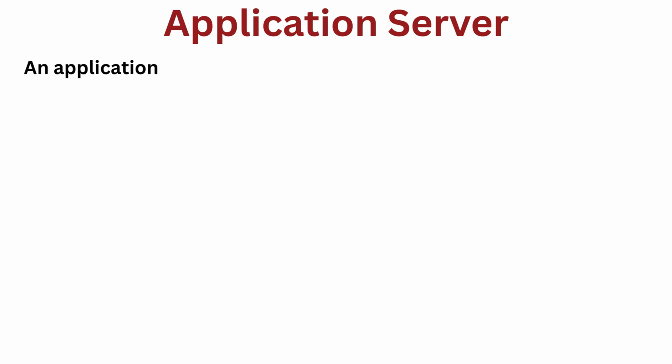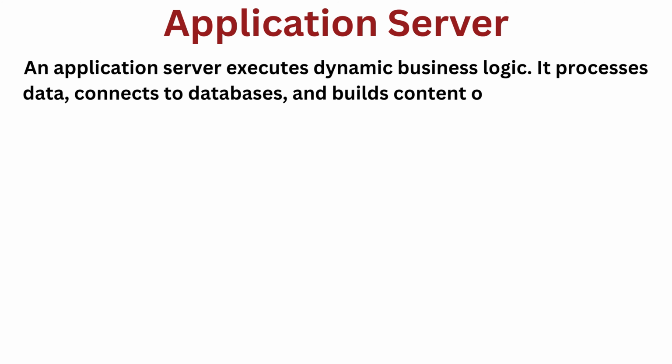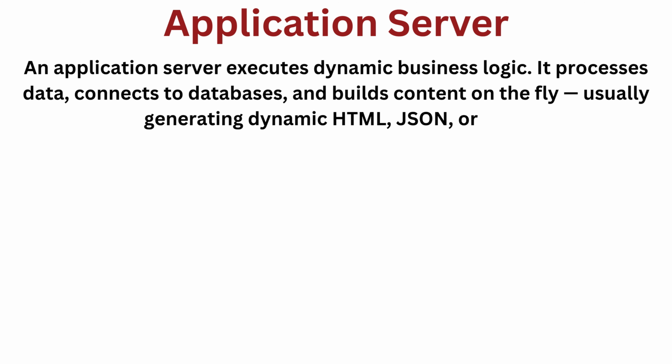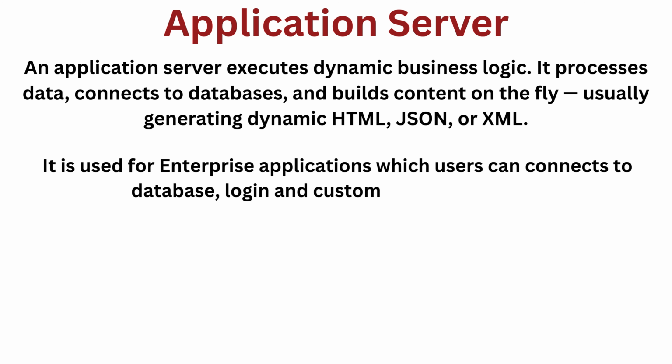Now let's talk about application server. An application server executes dynamic business logic. It processes user data, connects to database, and generates content on the fly, usually in the form of dynamic HTML, JSON, or XML format. It is mainly used for enterprise level applications where users can log in, connect to a database, and access personalized content.